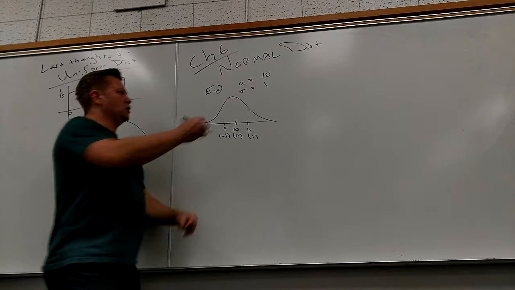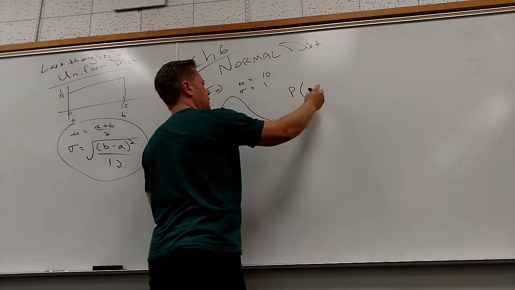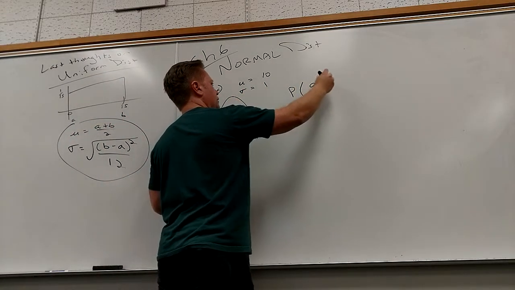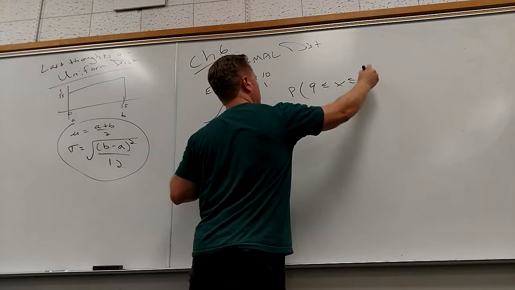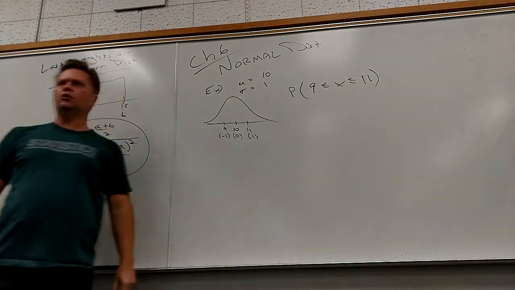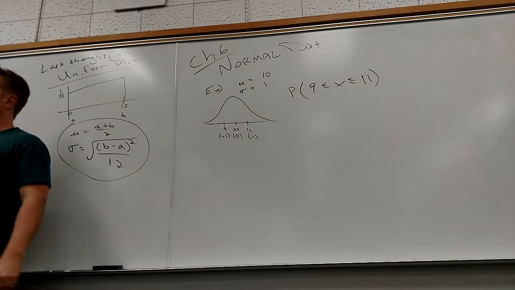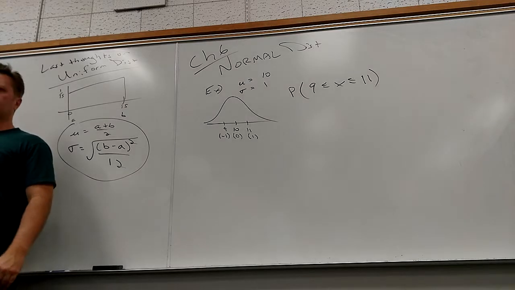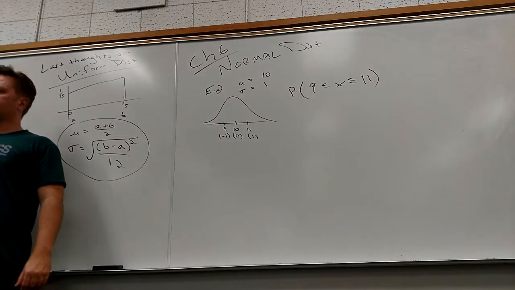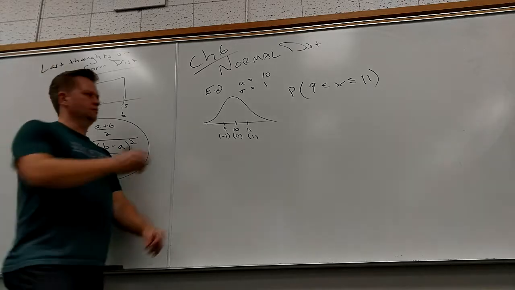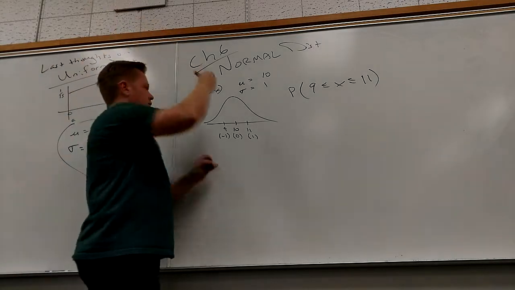So if I wanted to know what's the probability that I get something between 9 and 11, you actually should know that, but we don't calculate it. We just sort of memorize it. Maybe. Who knows that? Yeah. 68%, yeah.